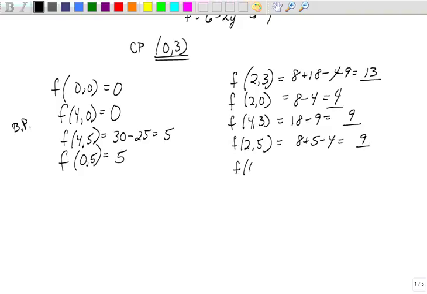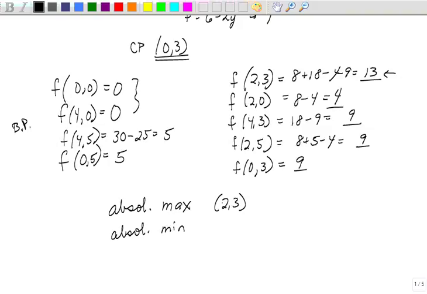And we have f(0, 3), which is 9. So the absolute max is at (2, 3), and the maximum value is 13. And the absolute min is at these two, because 0 is the lowest value in all these. So absolute min is at (0, 0) and (4, 0). Okay, and I think that was what they wanted, the absolute max and min.